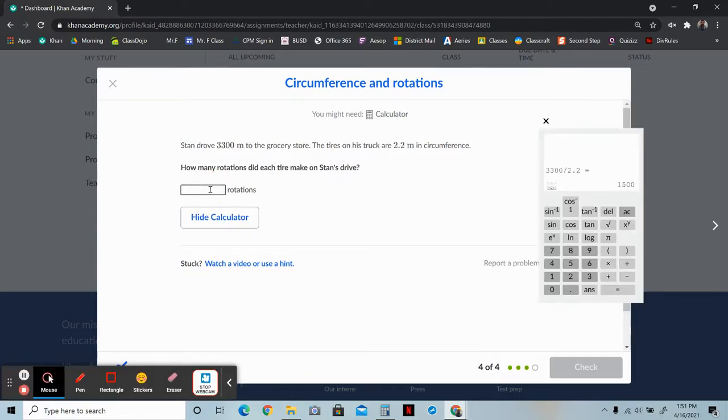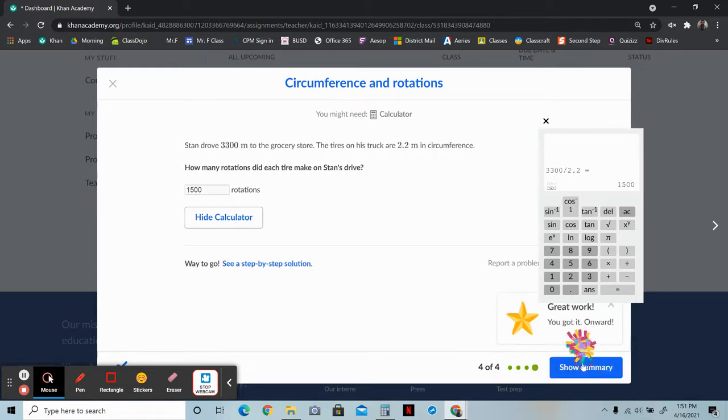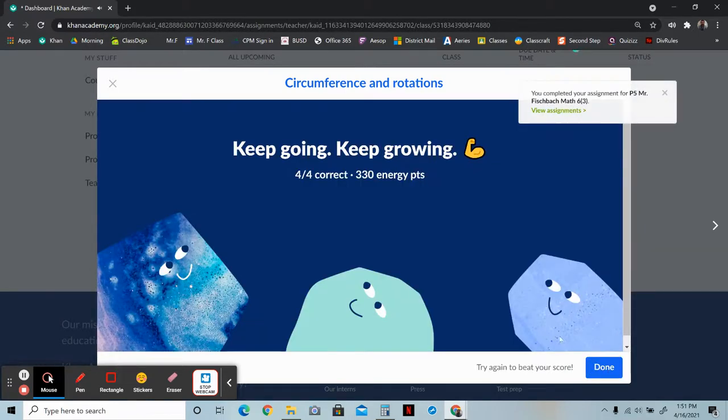So it's 1,500 rotations of the tires. And that's how you do it.